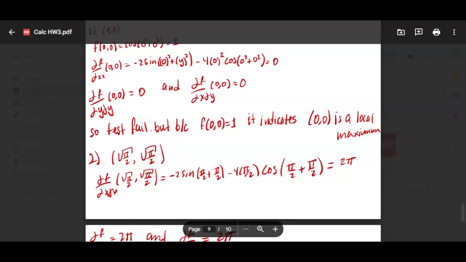Okay, type in the chat. How do you conclude that zero is a local max?